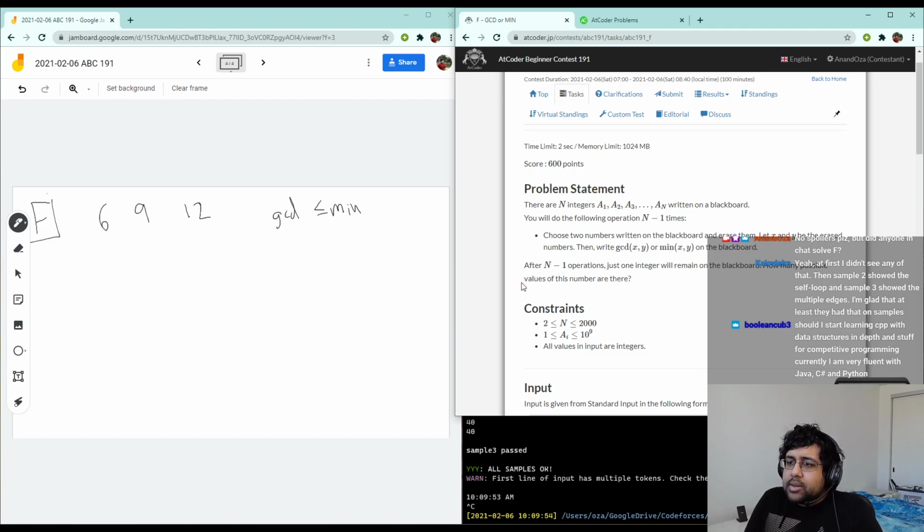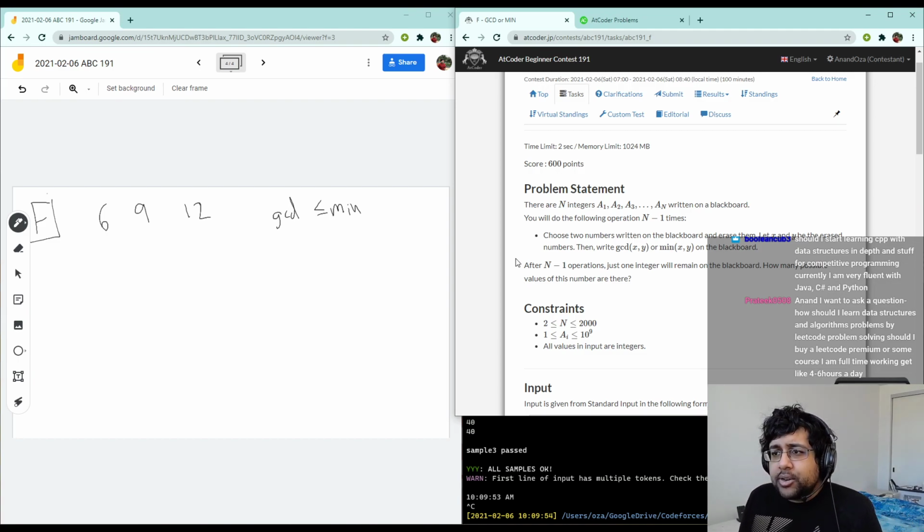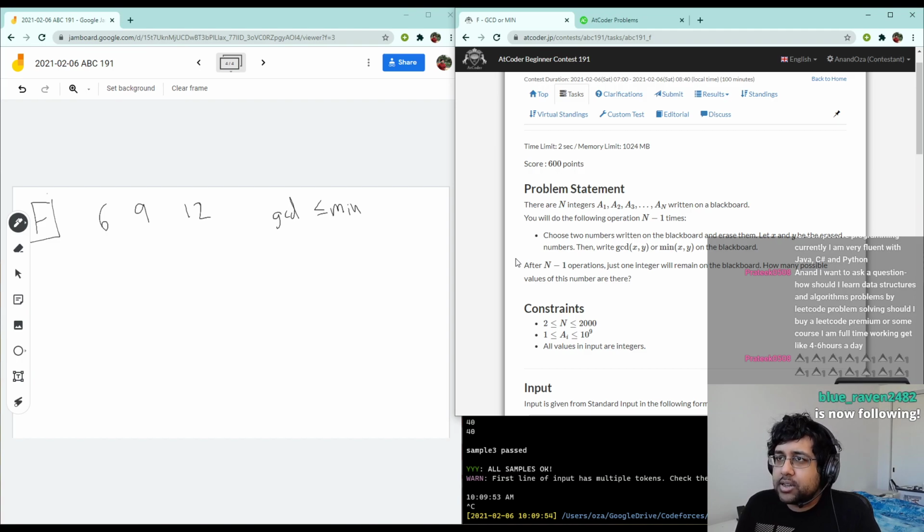Boolean cube: should I start learning C++ with data structures? I think C++ is better than Java, but I don't know if it's necessary to switch. I got to Grandmaster on Codeforces using only Java before I learned C++, but now that I've learned C++, I think it's more enjoyable to do competitive programming using C++. It's more convenient. There's less verbose code sometimes. You don't have to deal with generics and objects. Structs and ints are a lot nicer.